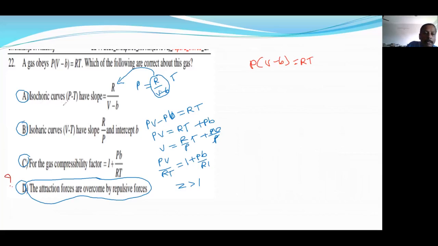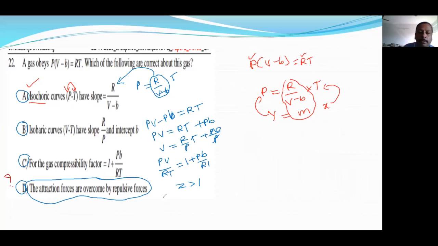So they want to maintain a graph isochoric, volume is constant, and that means it is a graph between pressure and temperature. Okay. So we need to have pressure and temperature. So V, I will send it that side. P is equal to R by (V minus b) into T. So when you compare it with y is equal to mx, x-axis temperature, y-axis pressure, slope is equal to R by (V minus b). Therefore, it is absolutely correct. There is no intercept.